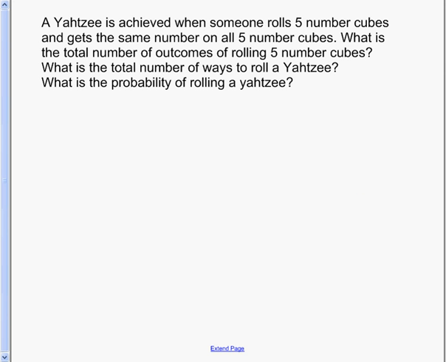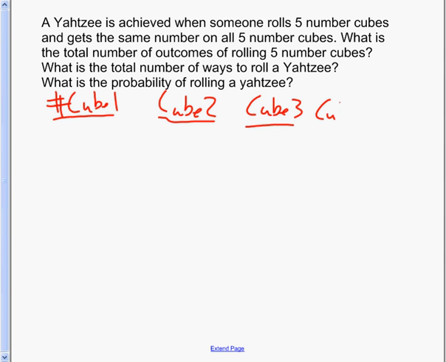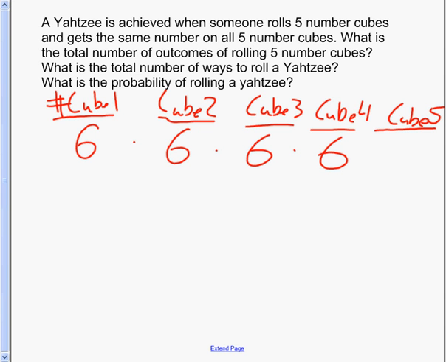The next example is Yahtzee. A Yahtzee is achieved when someone rolls 5 number cubes and gets the same number on every number cube. So what is the total number of outcomes of rolling 5 number cubes? Well, number cube 1, we're going to say cube 2, cube 3, cube 4, and 5. Some might say, why are you even writing all these out? Can't we just do 6 times 5 and get it done with? That's not true, though. We have 6 options for cube 1. Cube 2 can also roll 1, 2, 3, 4, 5, or 6. So there's 6 options on cube 2. Cube 3, there's also another 6 options. And cube 4 has 6 different faces, as well as cube 5. Each cube is the same, but we have 6 options on each of them.